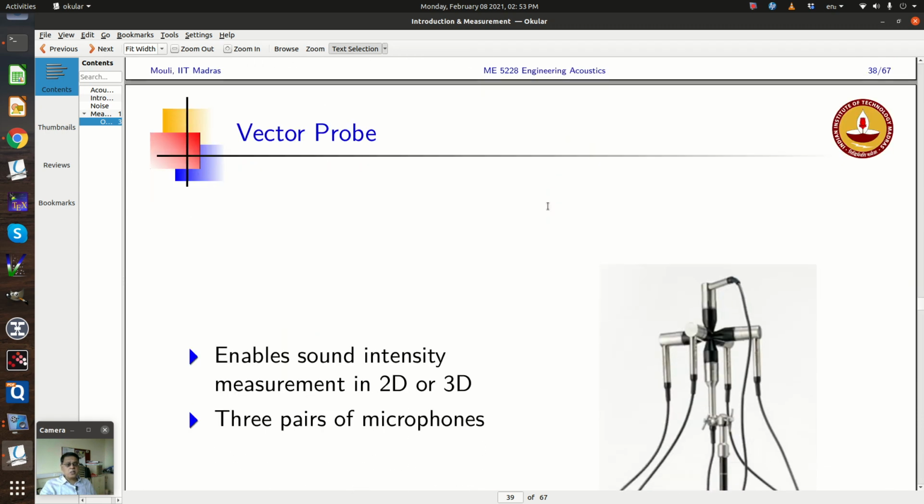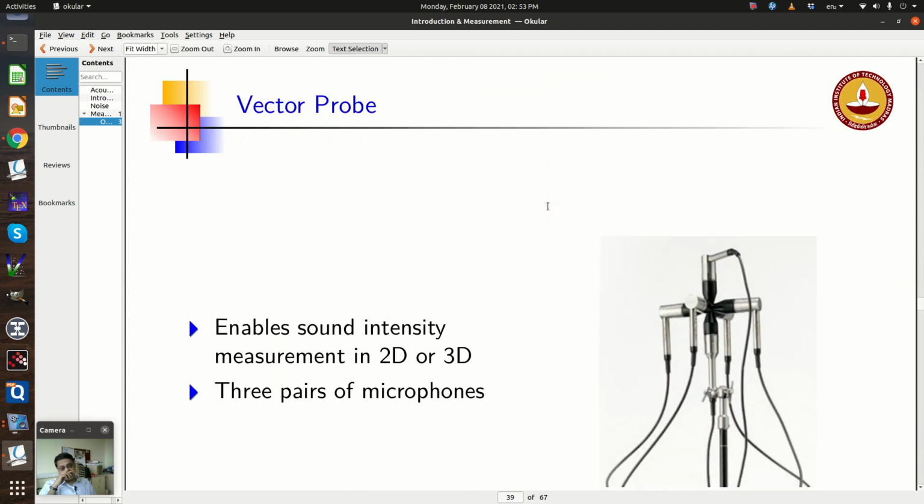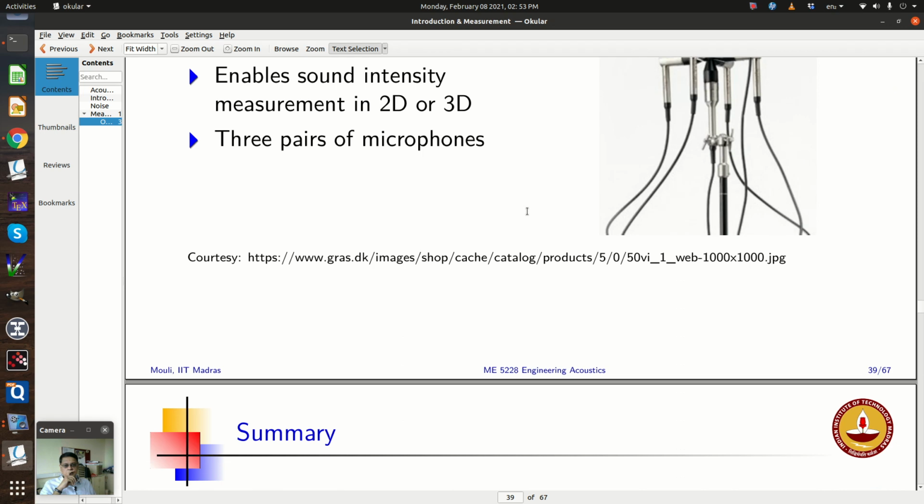You can also, so the intensity is actually a vector quantity. When you saw that scanning, it is measured perpendicular to the surface, so you are measuring the power flow in that direction. So you have a vector probe which enables intensity to be measured in three directions, 2D or 3D. So you have three pairs of microphones that come.